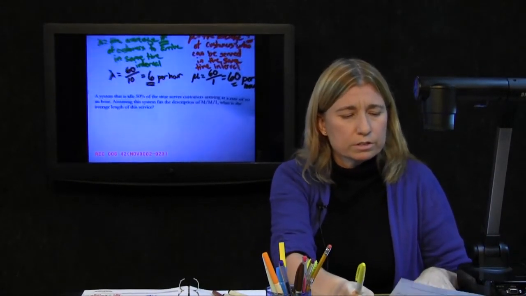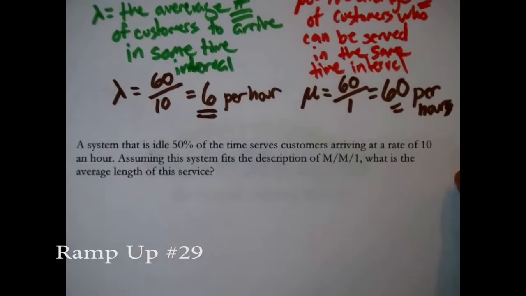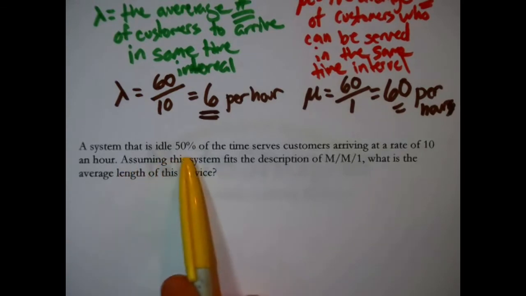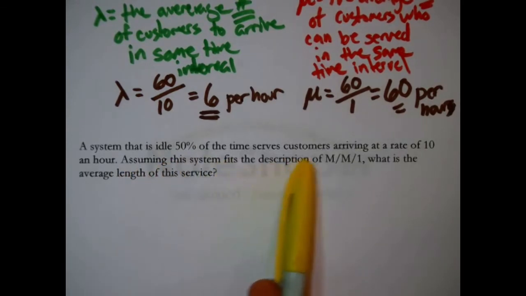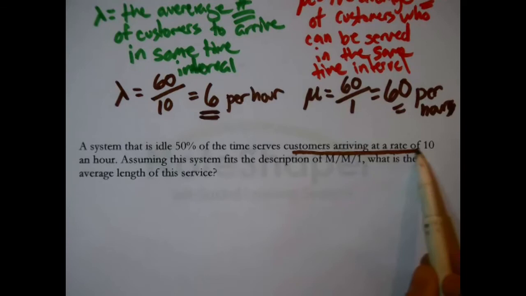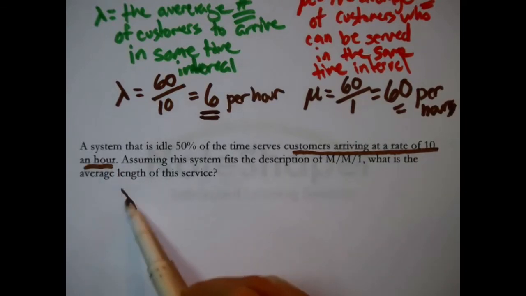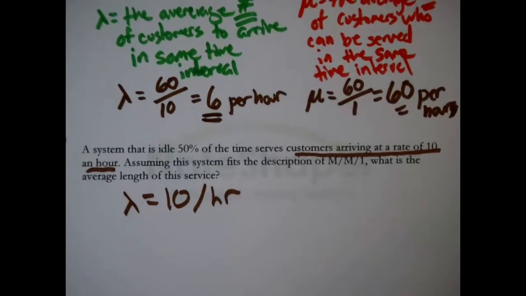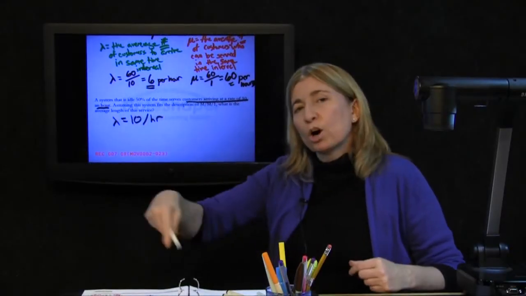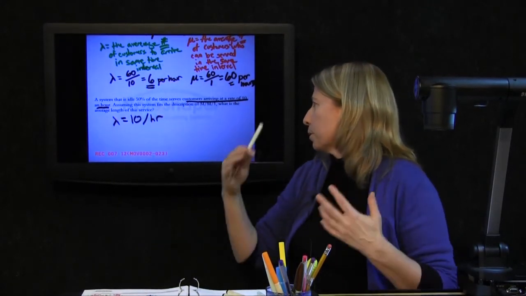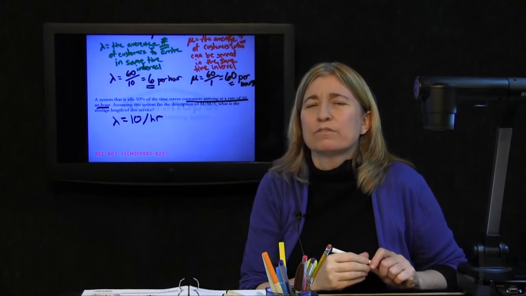Now, this next question is similar in that sense. A system is idle 50% of the time, serves customers arriving at a rate of 10 an hour. Though similar, but not the same. Customers arriving at a rate of 10 an hour is actually a perfect description of lambda. You don't have to do any arithmetic. That's what lambda's supposed to sound like, number of customers per some time interval. Assuming this system fits the description of MM1, what is the average length of the service?